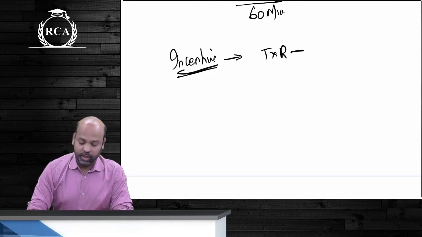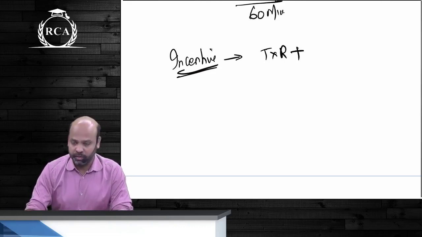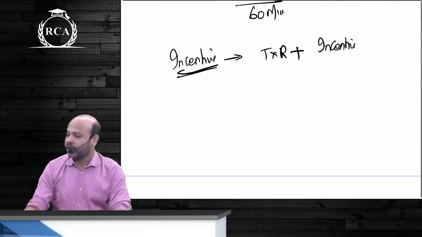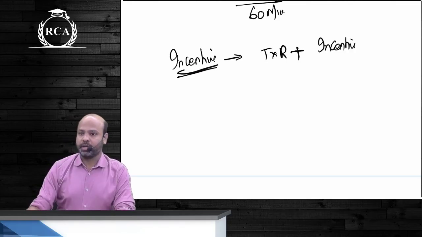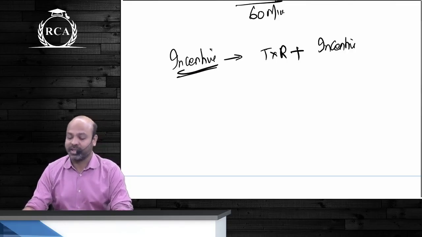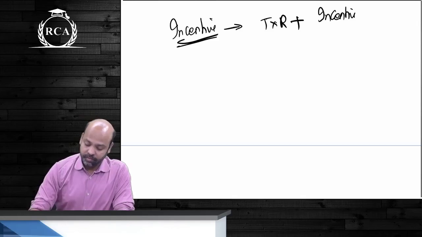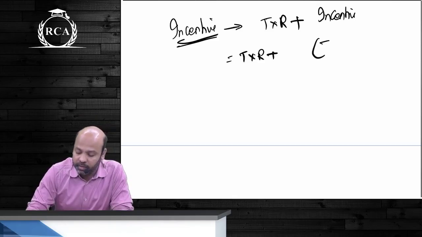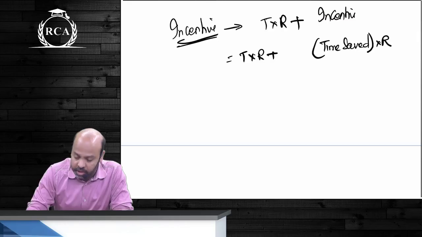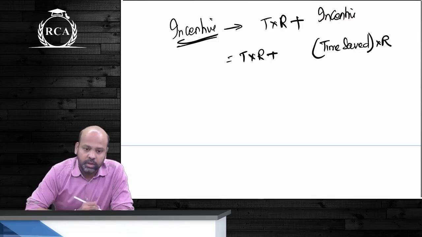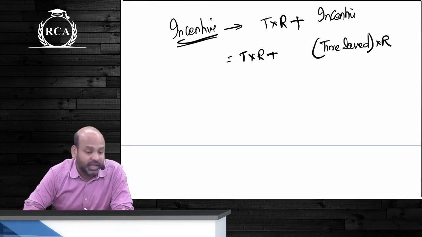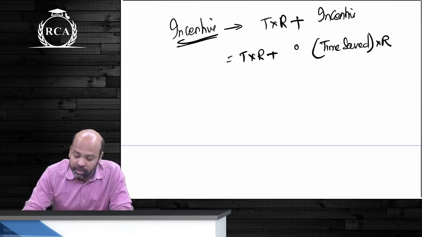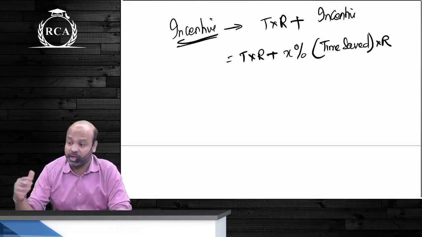So you will have to take wages on the basis of time plus some incentive, guys. It will be time taken into rate per hour plus a certain amount of incentive. This incentive will be a percentage of how much time you saved by working faster. So what is the amount of savings for the organization? Some percentage of this. I'm not telling you that they will give you the entire saving.